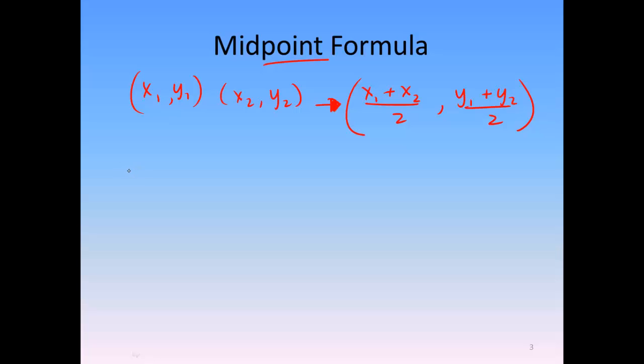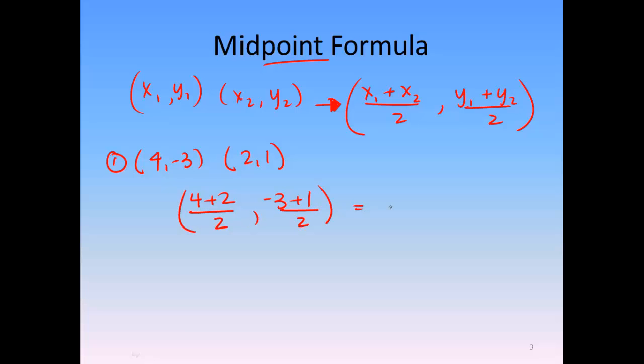So let's go ahead and use the same ordered pairs we did on the previous problems. I have 4, -3 for my first example, and 2, 1. And I'd like to find the middle of these 2 points. So I will add 4 plus 2 and divide by 2, and -3 plus 1 and divide by 2. So simply this becomes 6 divided by 2 is 3, and -2 divided by 2 is -1. So my middle of these two ordered pairs is 3, -1.